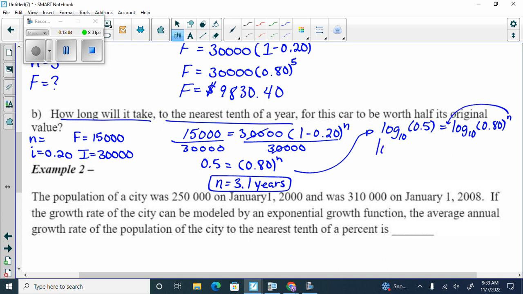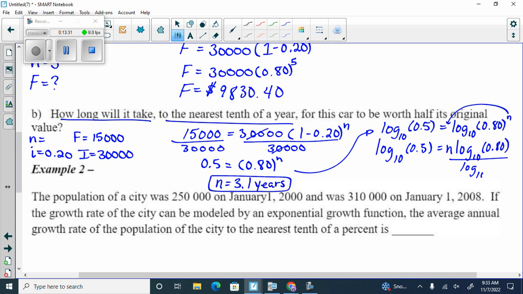So we're going to get log base 10, and the base 10 is kind of comical. I'll show you why it's comical. Equals n log base 10 of 0.80. Now, if I want to get n by itself, what am I going to do? Divide both sides by log 10. Divide by log base 10. Divide both sides by log base 10 of 0.8.